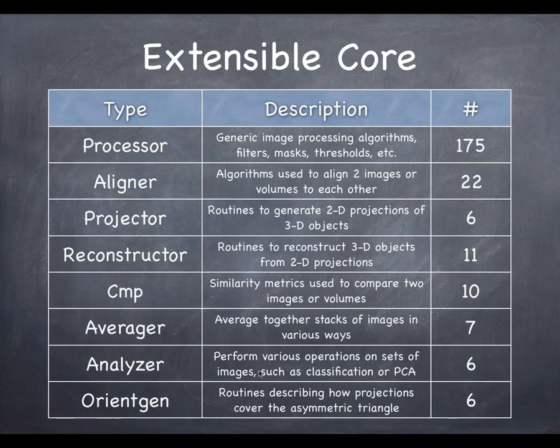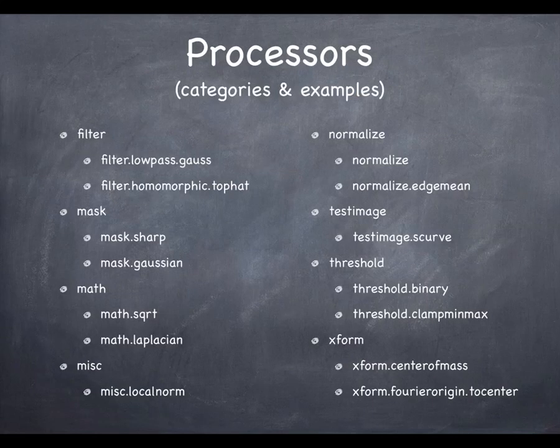Analyzers, we may talk about briefly later, they allow you to take stacks of images and perform some sort of image analysis on them, like k-means classification or principal components analysis or something like that. And orientation generators are used to generate uniform orientations on a sphere. Won't go into that one too much.